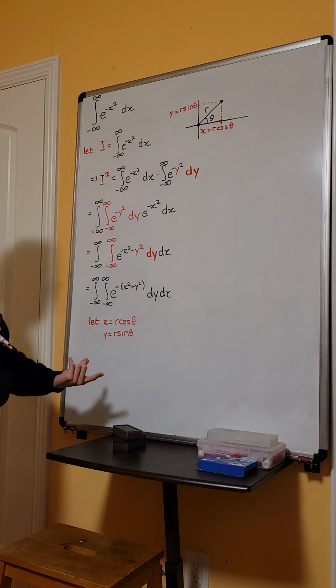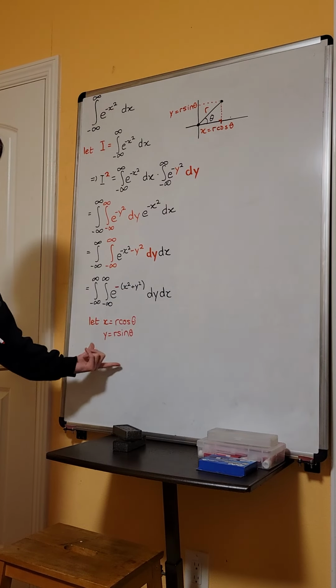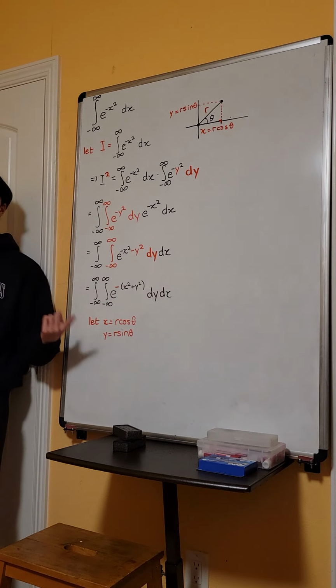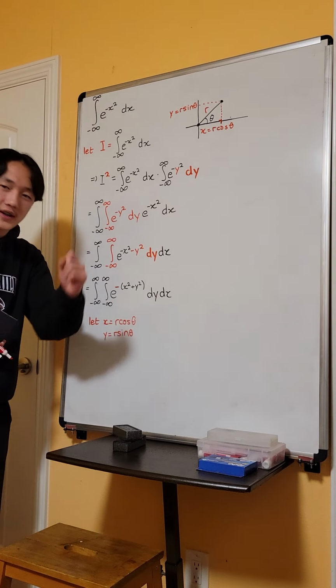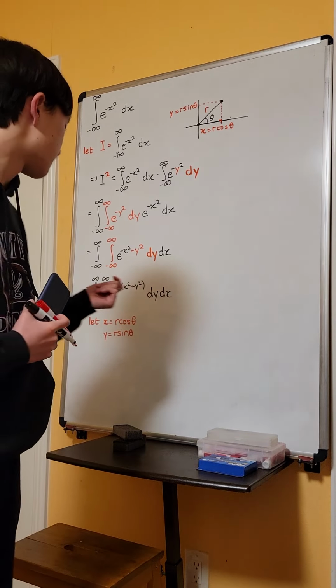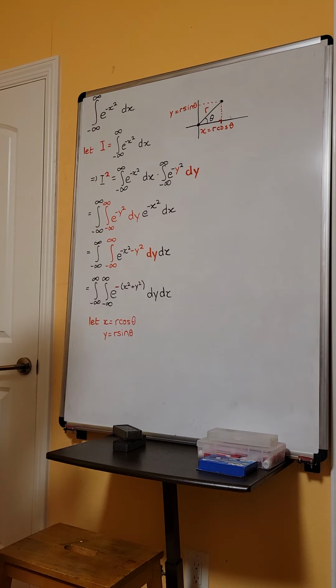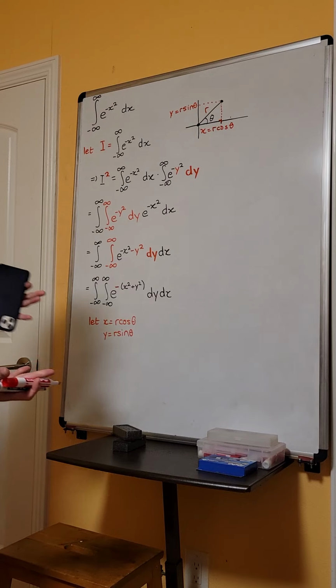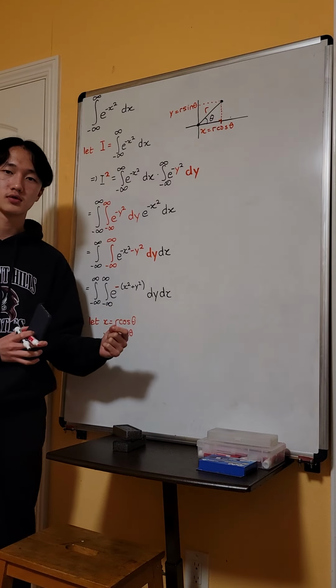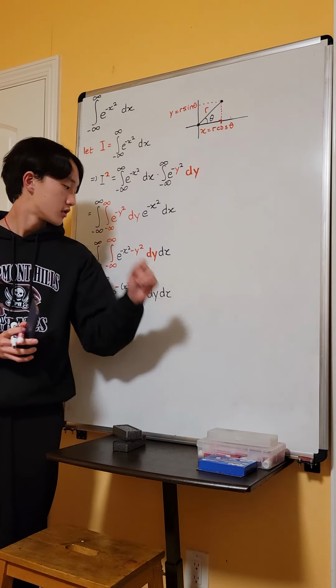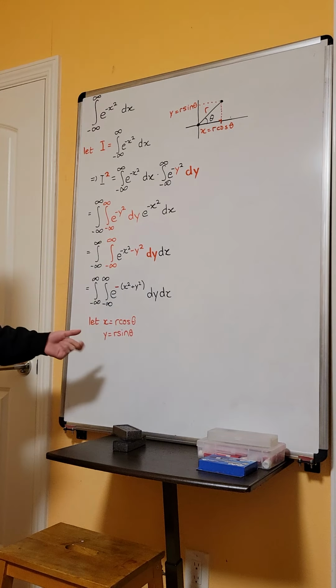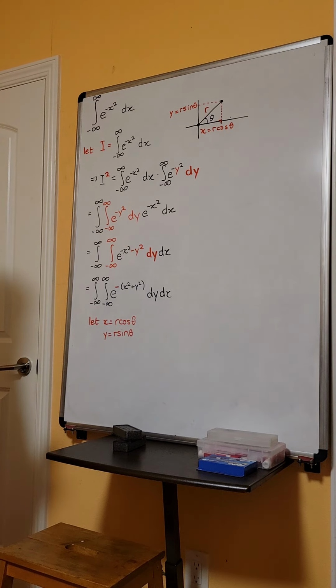Now, what about your differential? Because if you write it in terms of r and theta, you can't integrate with respect to x and y anymore. So how do we do that? Well, we're going to use something called the Jacobian. It's basically a way of finding your differentials, but with more than one dimension. So we're working in 2 dimensions, so let's go ahead and use the Jacobian.